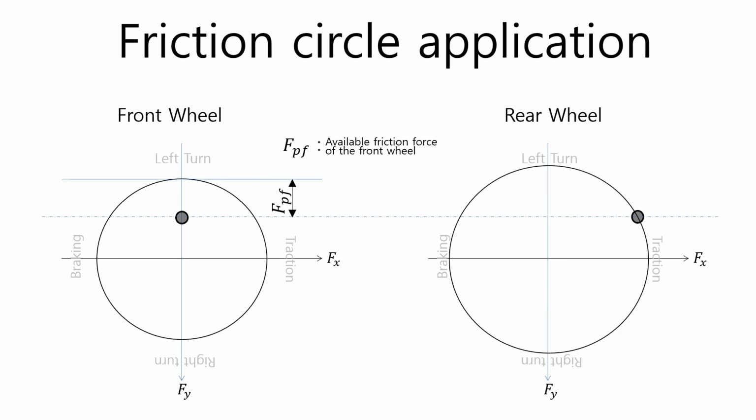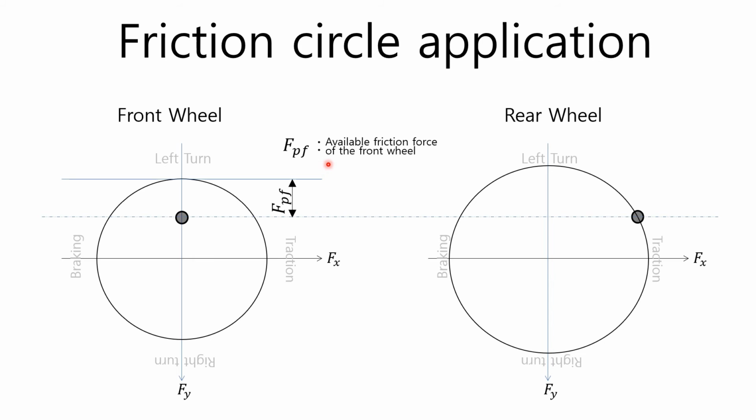Let's look at how friction circles are applied in driving through the next two examples. By looking at the friction circle, you can see the driving condition of the vehicle and whether it is a front-wheel drive vehicle or rear-wheel drive vehicle. Looking at the figure, since the driving state of the front wheel is on the left turn axis of the friction circle and is smaller than the maximum friction force, the difference friction force FPF from the maximum friction force is an available friction force.